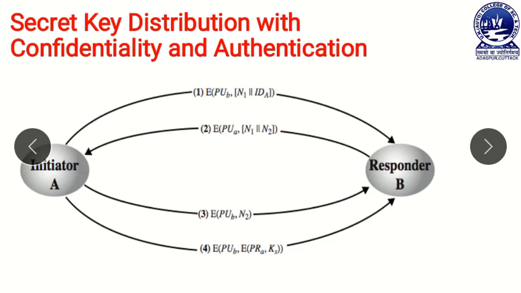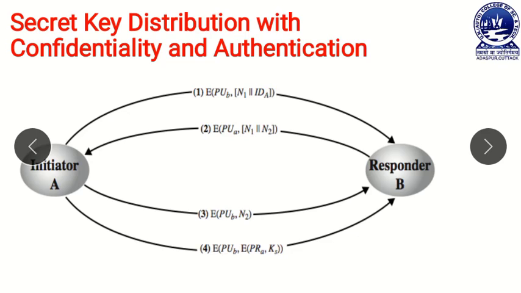That means in this message, the initiator A takes a unique identifier N1 and its own identity ID A and encrypts these with the public key of responder B and sends it to the responder B. Now the responder B receives this message. After receiving this message, the responder B decrypts this message by using its own private key.